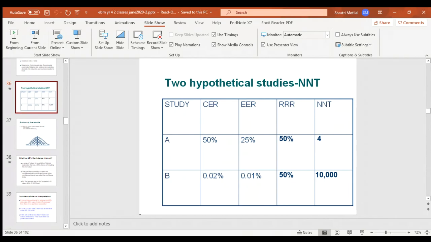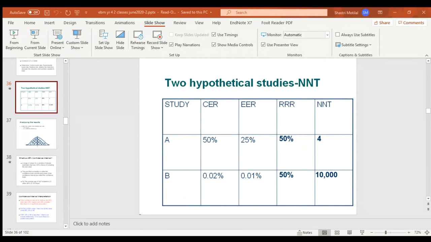Which study would you prefer? Which study is the better study? A, most correct, right? Most correct, definitely. Study A is the better study, right?